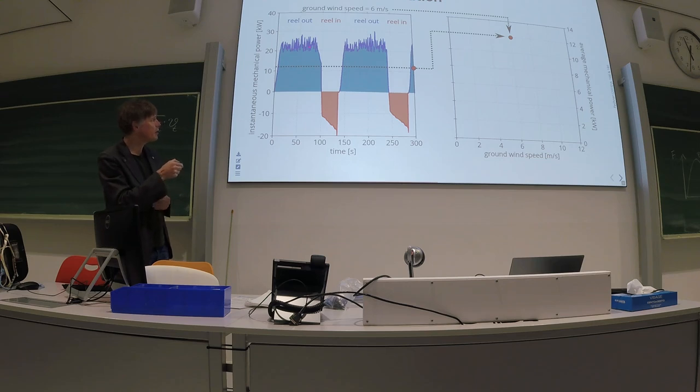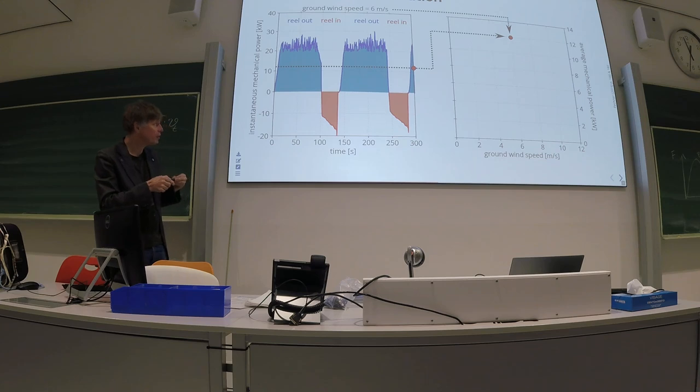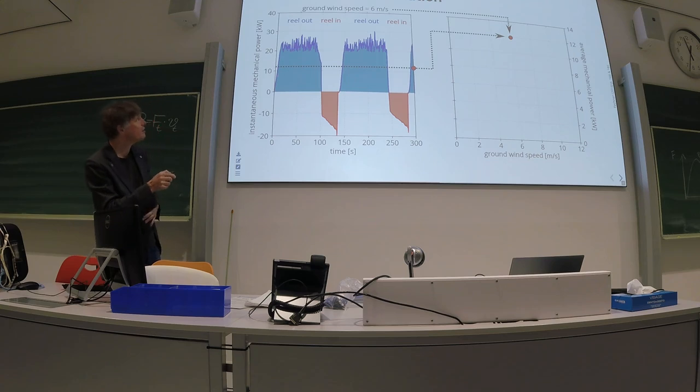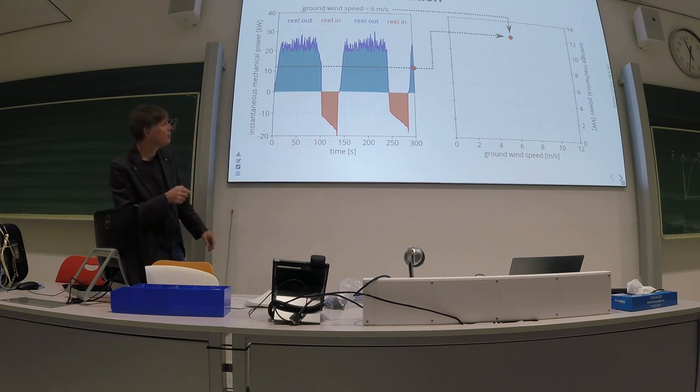Let's say this energy needs to be converted into electricity, stored in the battery, then taken out of the battery to drive the motor, the generator as a motor here, and to pull in the kite. And in this chain of conversions you have losses, which lead to lesser electrical power than mechanical power. But anyway, at this wind speed, here was a ground wind speed of 6 meters per second, this is actually a simulation. And these 6 meters per second, you find them here.